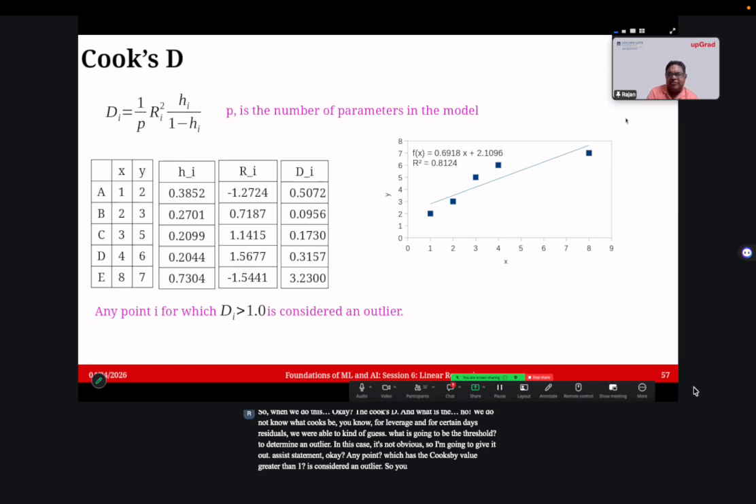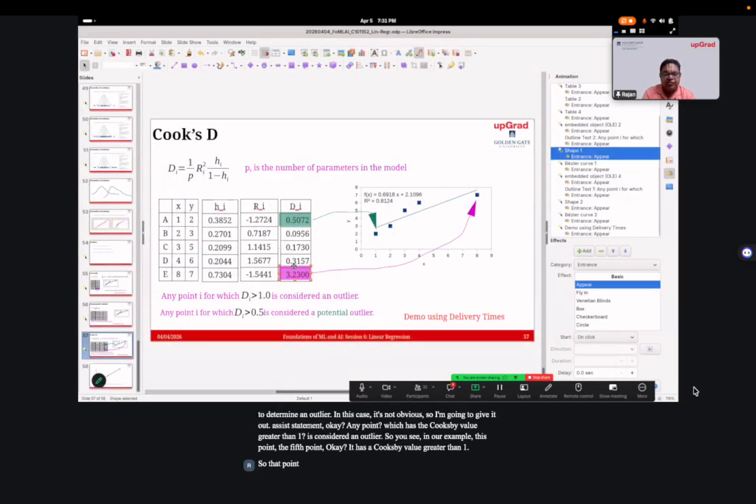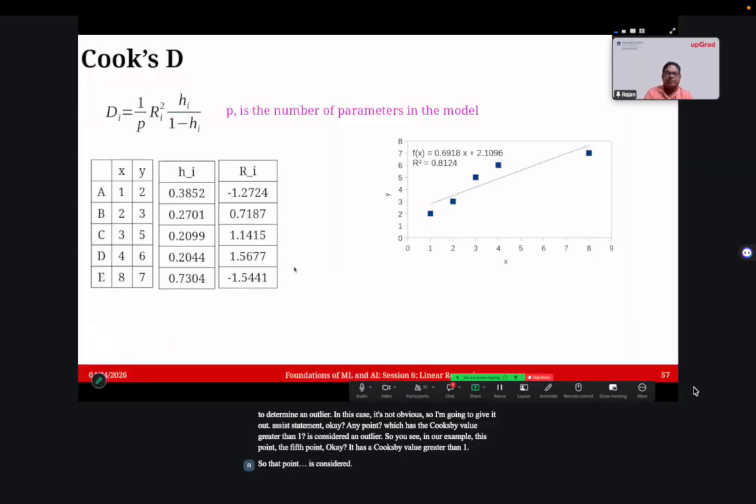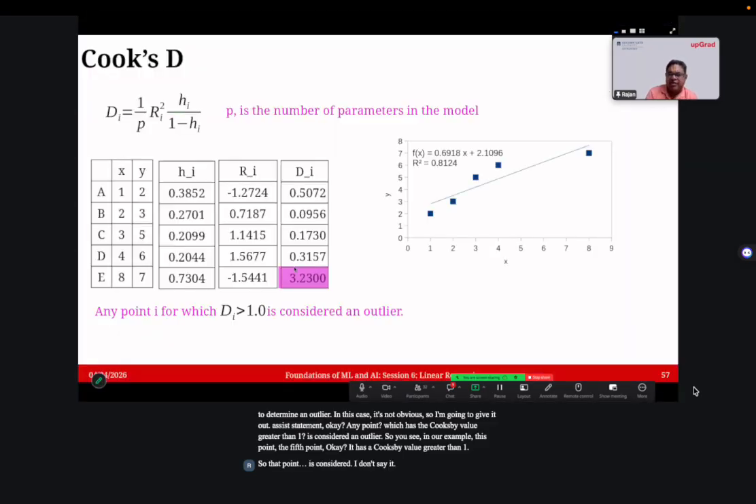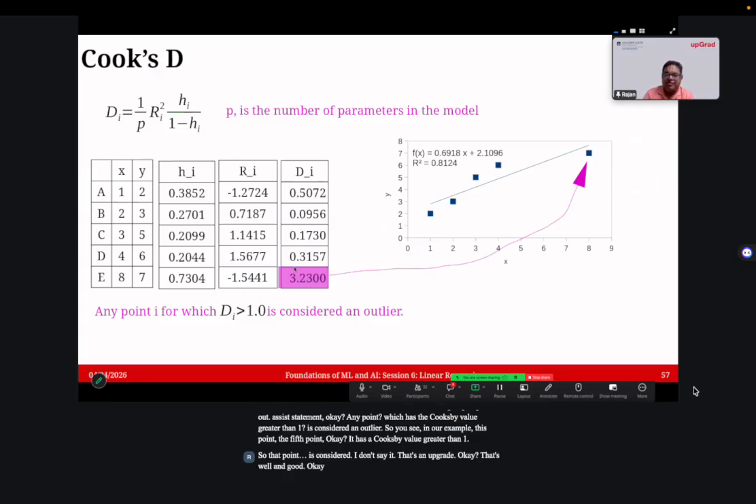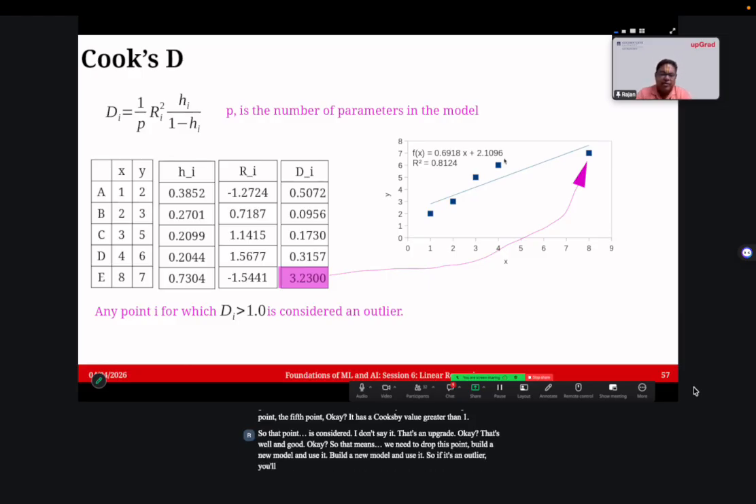So you see in our example, this fifth point has a Cook's D value greater than 1. So that point is considered an outlier. That's well and good. That means we need to drop this point, build a new model and use it. So if it's an outlier, you drop that point, build a new model, and use it. But then it's not over there.